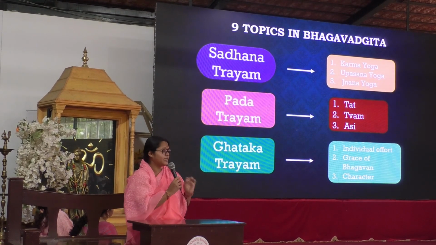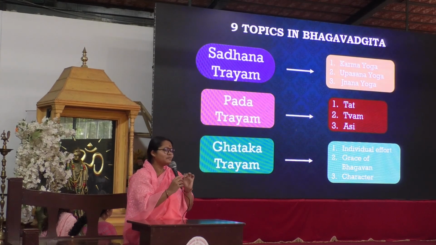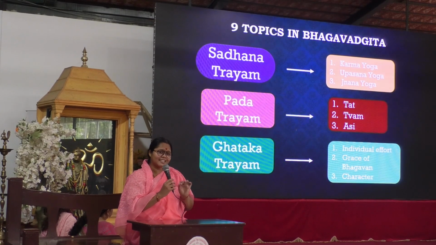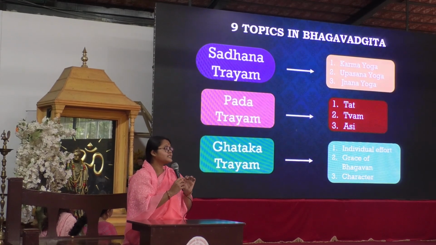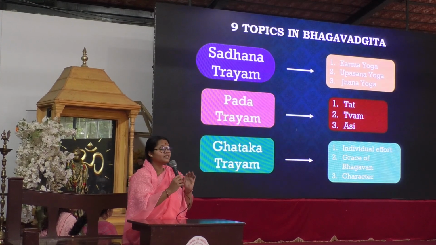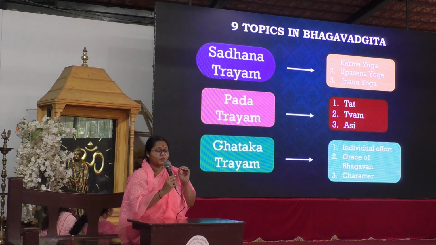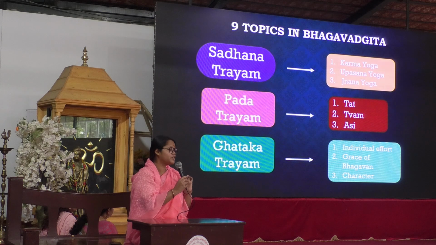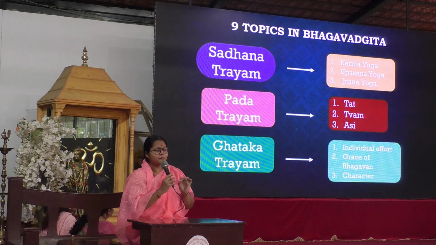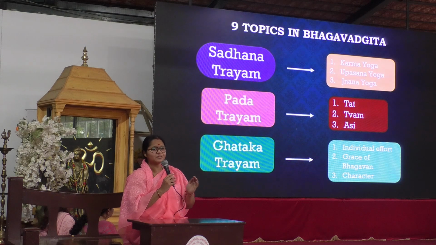Then Padatrayam. The main important Vedantic teaching is the Mahavakya, Tat Tvam Asi. So in the entire Bhagavad Gita, first Tat Pada has been elaborated, explained. Tat Pada means Ishvara Swarupam, the true nature of Ishvara, that has been talked about. Then Tvam Padartha Vichara. Tvam means Jiva Swarupa Vichara. So what is the highest true nature of the individual? That also has been talked about. Then Asi Padartha. Asi establishes the oneness, Aikyam, between Ishvara and Jiva. That also has been talked about.